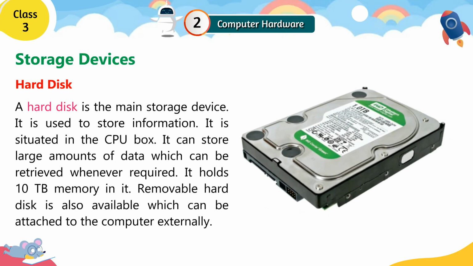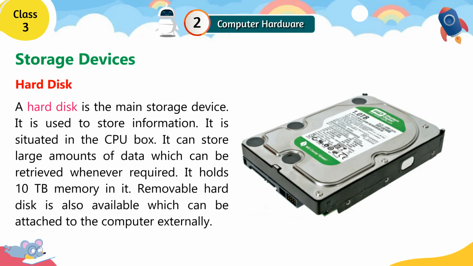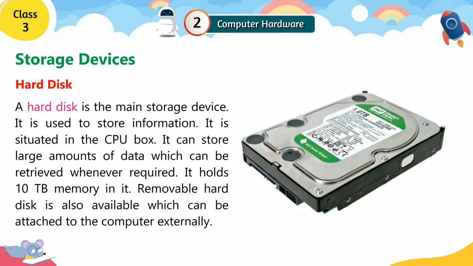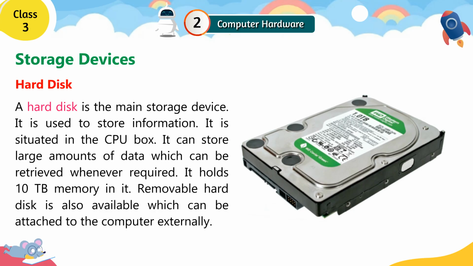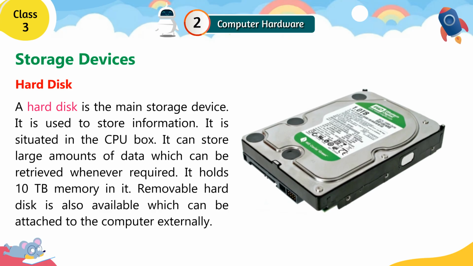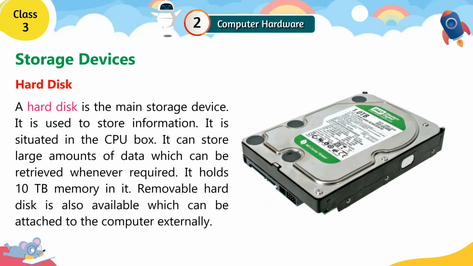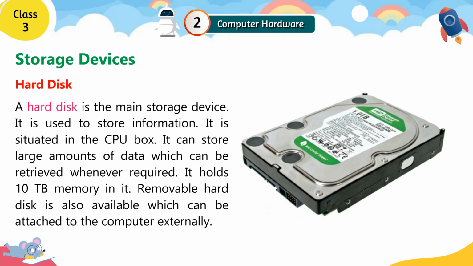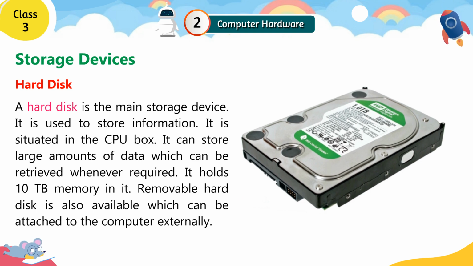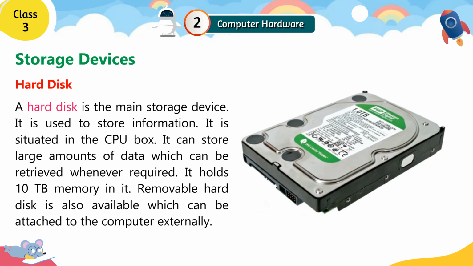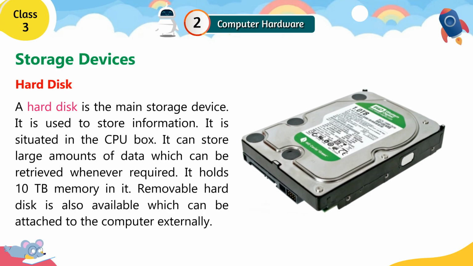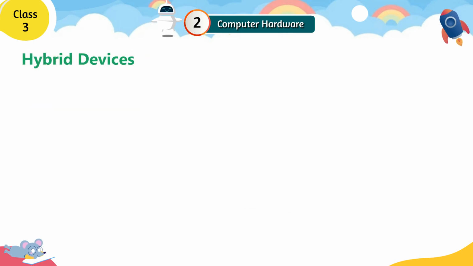Hard disk. A hard disk is the main storage device. It is used to store information. It is situated in the CPU box. It can store large amounts of data which can be retrieved whenever required. It holds 10 terabits memory in it. Removable hard disk is also available which can be attached to the computer externally.